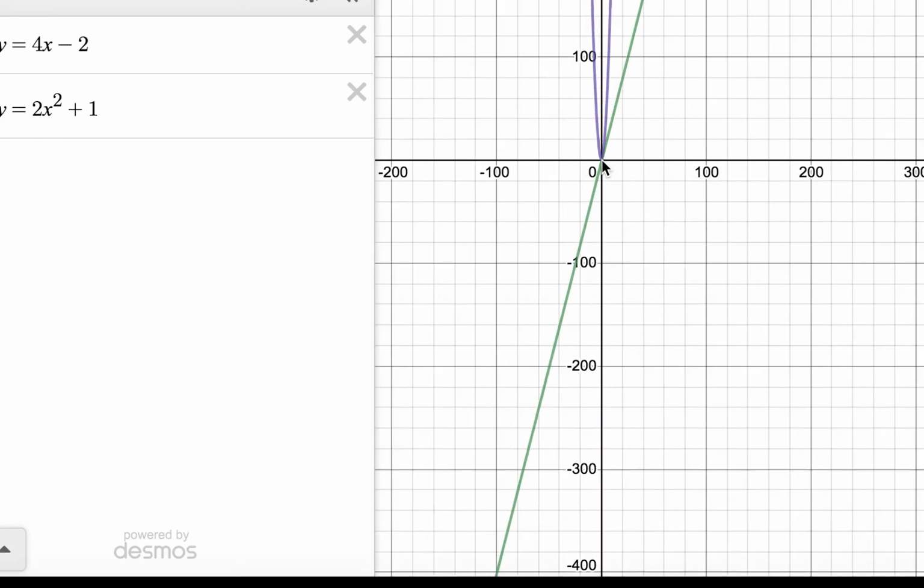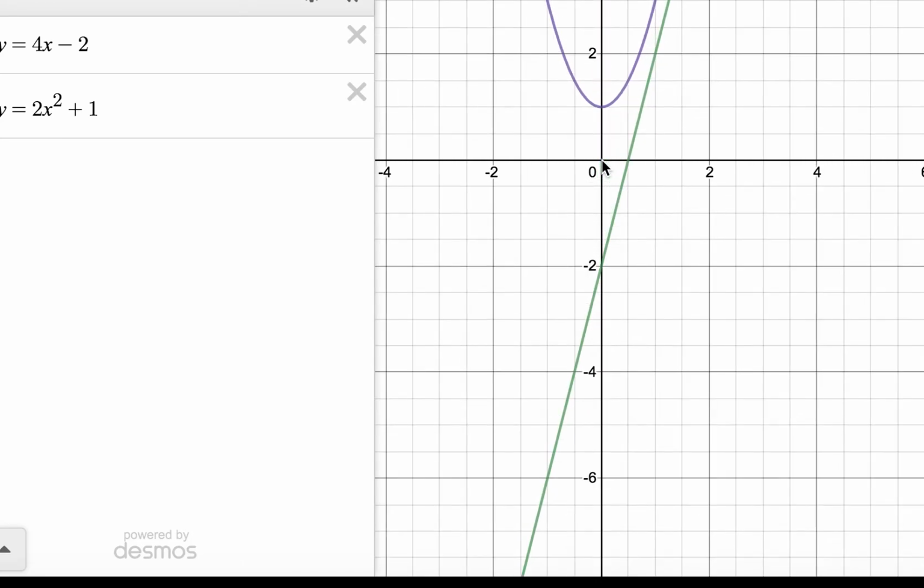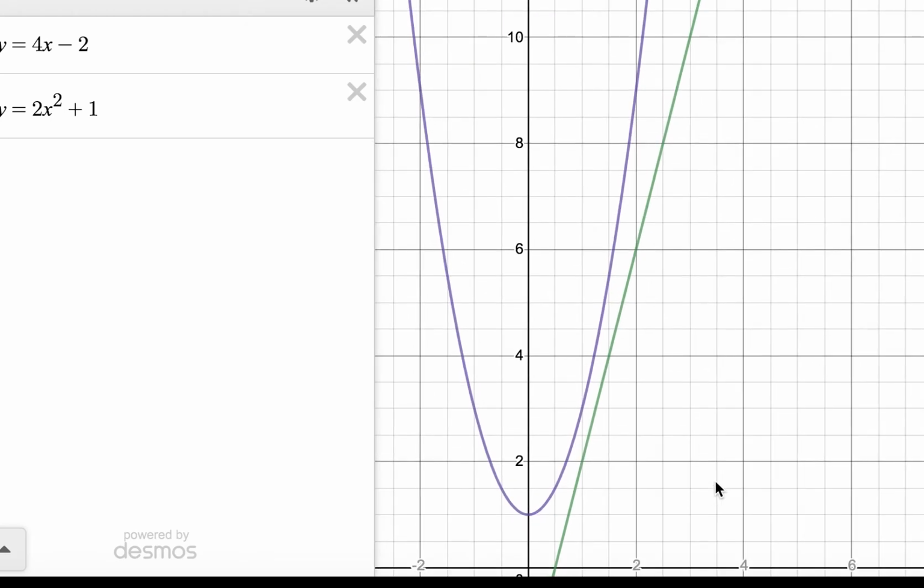Okay, so that's what gives us the no real solutions, because another way of interpreting that is that they don't cross.